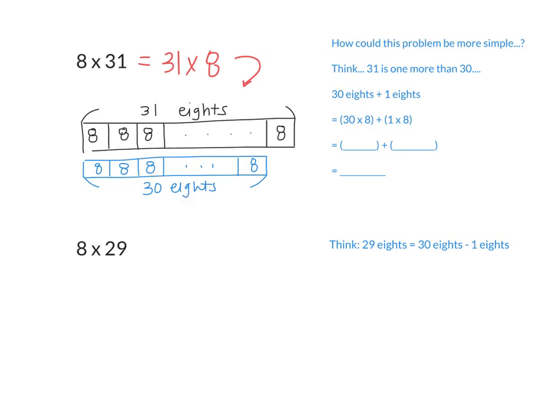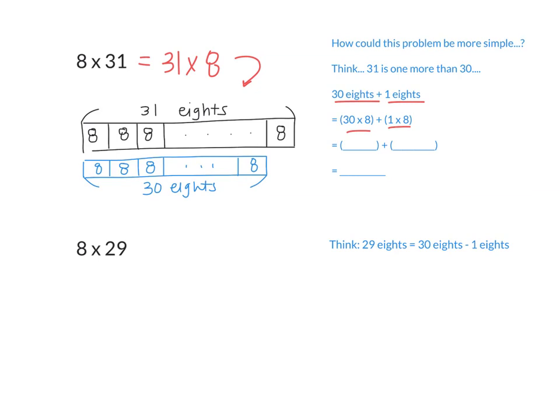Now, we could make this problem simpler by thinking, well, 31 is just one more than 30, right? If I gave Violet 31, but I took 1 away, she'd only have 30 left. Well, I know that 30 eighths is the same thing as 30 times 8. Do you guys agree? Yeah. And if I add one more 8, that's the same as 31 eighths, right? So I can think 31 is the same as 30 plus 1. So 31 eighths is the same as 30 eighths plus one more 8, right? Now, 30 eighths is the same thing as 30 times 8.